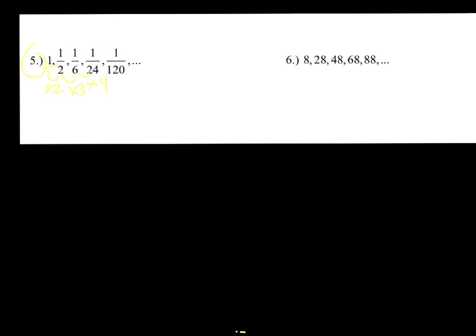But we also have to remember we're not trying to write an explicit rule. So we can't base these off of the term numbers. We have to base it off of the term before it. So if I look at 1/24, 1/24 is going to equal, and we're going to have to somehow use the term before. So how can we get to 1/24 using 1/6?